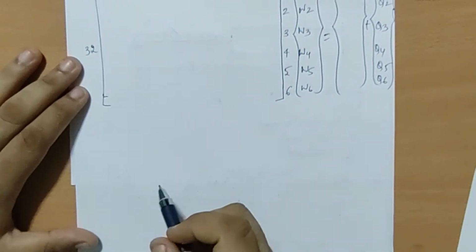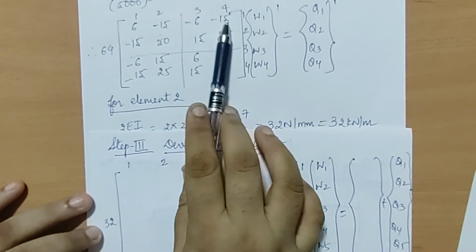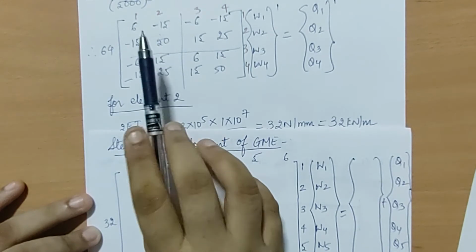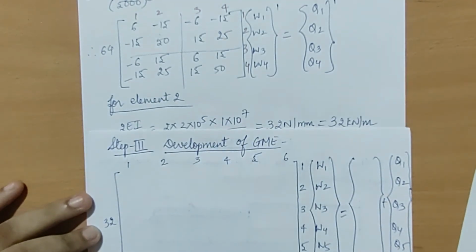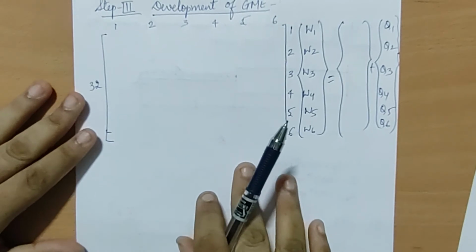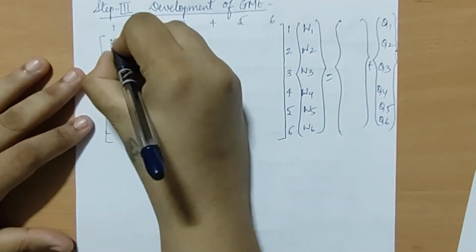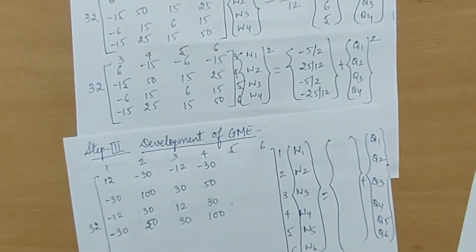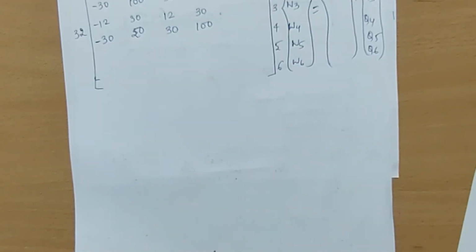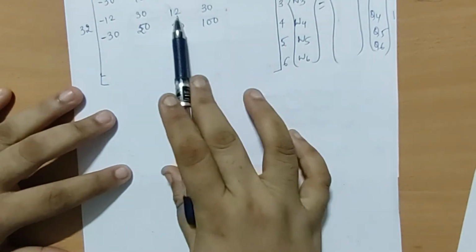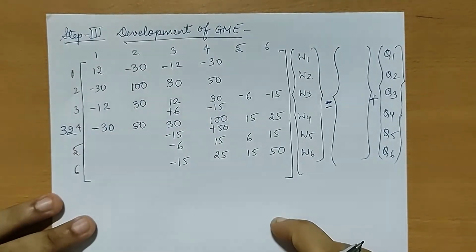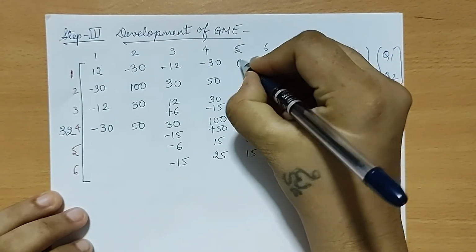So I'll start placing these elements. First element is between 1, 2, 3, 4. I'll make this 32. So divide by 2, and this has to be multiplied by 2. So I'll just multiply each element with 2 and I'll place at 1, 2, 3, 4. So this is the first element that I've placed. Second element, I'm just going to copy these numbers and I'll place them at 3, 4, 5, 6. So I'll start placing from here 3, 4, 5, 6. The remaining elements will be 0.